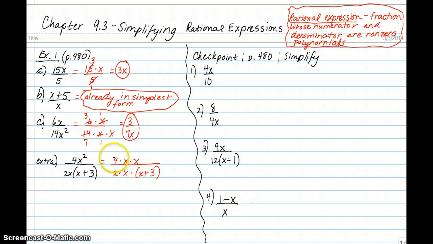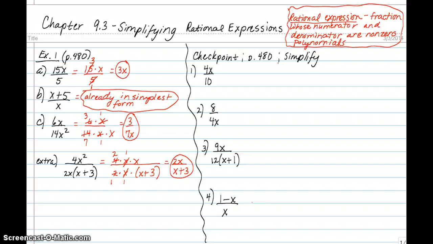So 2 and 4 share a common factor of 2, so 4 divided by 2 is 2, 2 divided by 2 is 1. These x's share a common factor, and so they cancel to 1. That's how some of you think of it. So you have 2 times 1 times x in the numerator, which is 2x. In the denominator, you have 1 times x plus 3. I'm going to take it out of the parentheses and put x plus 3. You don't have to take it out of the parentheses, but you would not see it in parentheses in a multiple choice response.